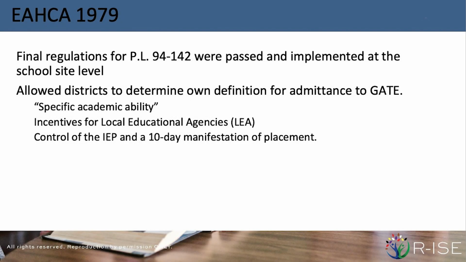In 1979, IDEA, or the Education of All Handicapped Children Act, had to be implemented in our public school systems for kindergarten through 12th grade. Since it was passed in 1975, public school districts had 4 years in order to start the implementation of these services. This allowed districts to determine not only the services for children with disabilities, but also for children who needed GATE services.